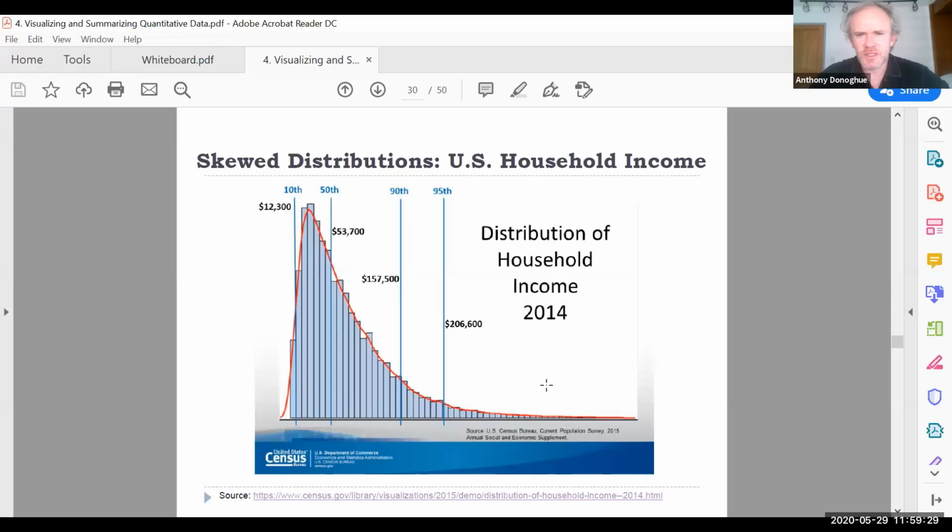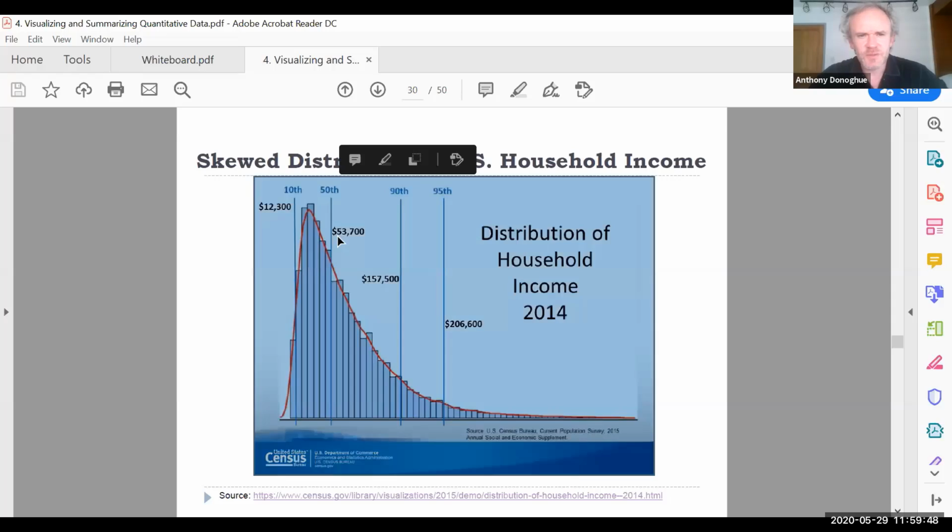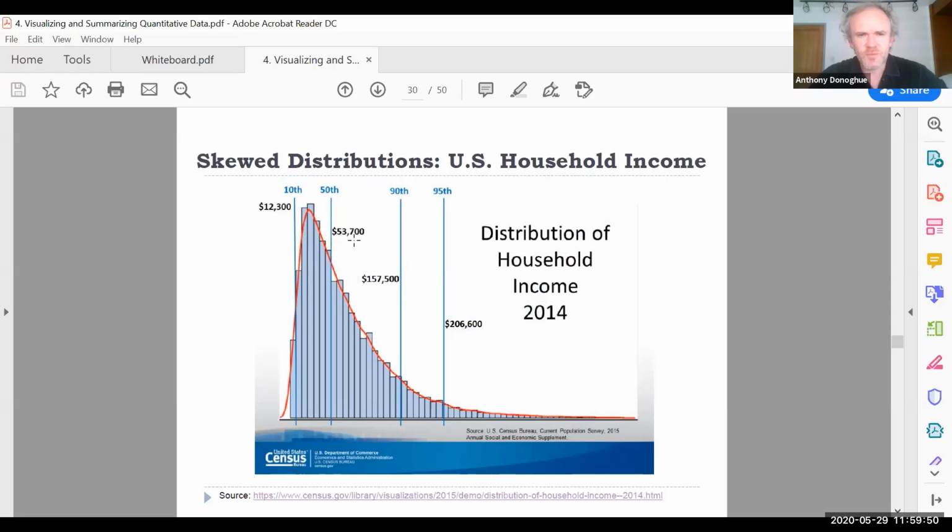So household income distribution is a good example. Only 5% of households earned more than $206,000 in 2014, for example. The median is like the 50th percentile, the middle value, so the median in that case is 53,700 in 2014. So that means that 50% of households had an income below that value, and 50% had an income above that value. And so the median is always in the center like that.